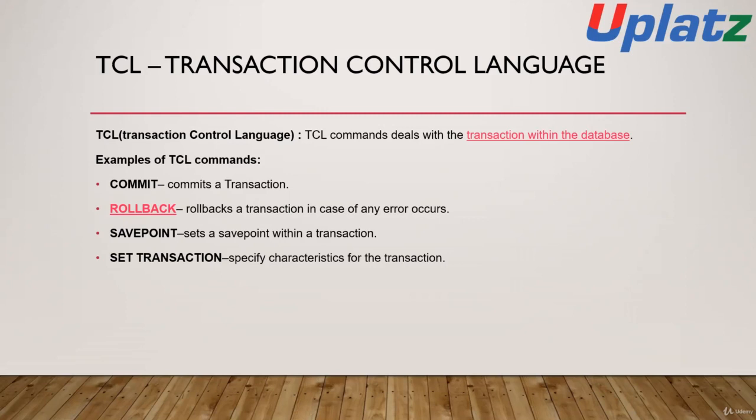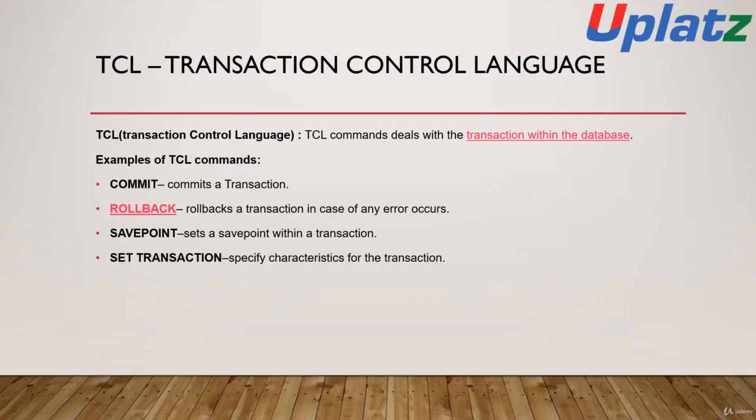In case of save point, let's say we have 10 transactions to be executed. I create a save point at the 5th transaction. So whenever my 5th transaction gets completed, that will be my new commit. Next is set transaction. This is basically specifying the characteristics of the transaction that you have planned to execute on your database.